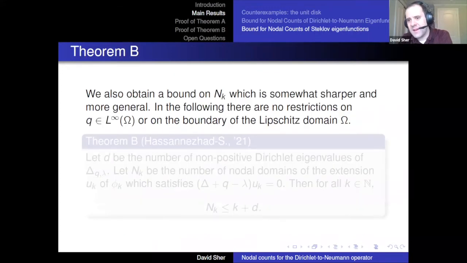We also get something on NK. And this is going to look a little different. For one, we don't have to restrict anything. Q can be an L infinity. The boundary can be Lipschitz.